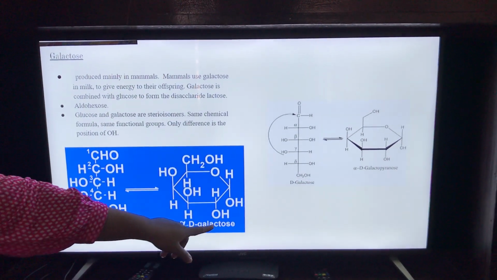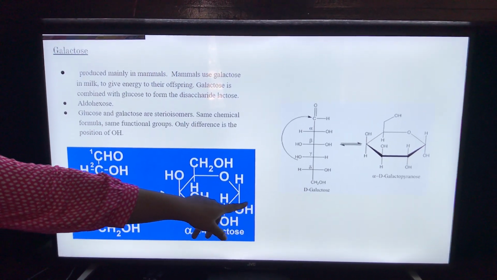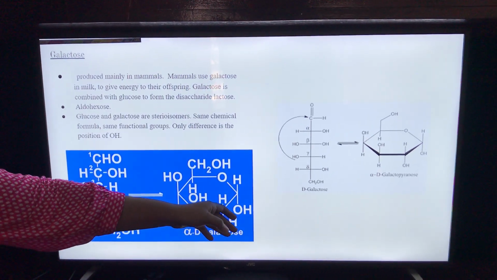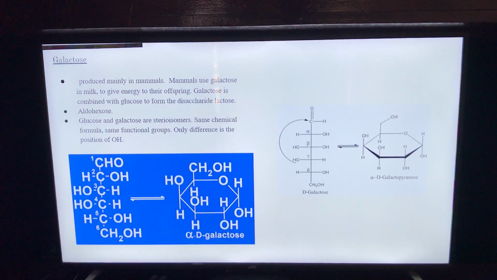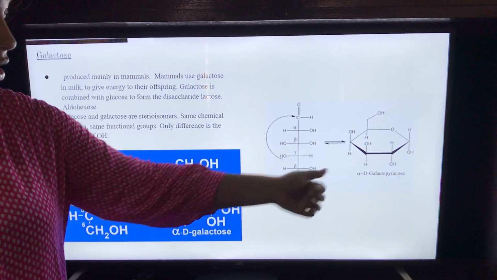And here we see the ring structure of the galactose, and here, because the OH is on the bottom, we know that it is in an alpha form. And then this just is the chain structure to the ring structure.